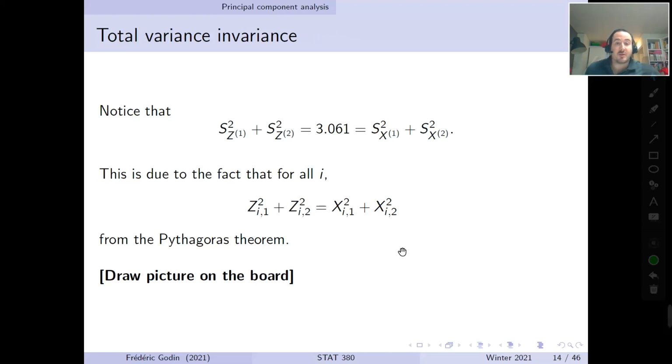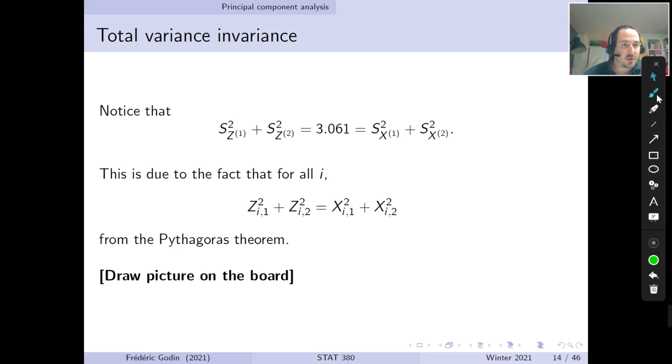Okay, one interesting thing we notice is the following: if we sum the variance of coordinates for the z's, so the coordinates in terms of the new set of axes, we obtain 3.061, which is exactly identical to the sum of variances for coordinates in the first set of axes, which was the canonical basis. And why is that the case? This is simply due to the Pythagoras theorem. Okay, so I'll draw a quick picture here to illustrate that.